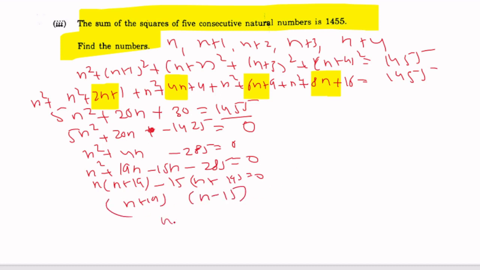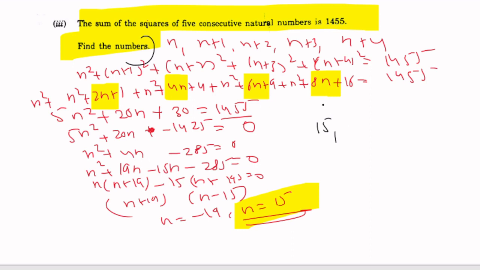So your answer will be either n equal to minus 19 or n equal to plus 15. But we have to ignore the minus part. You have to select plus 15. So the first natural number is 15. And do not stop here, otherwise you will get fewer marks. They clearly said find the numbers, so you have to write all the 5 consecutive numbers.